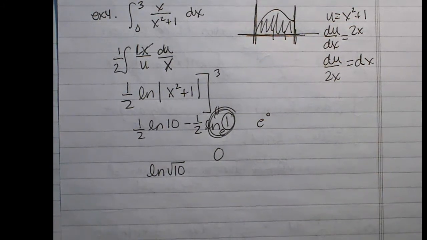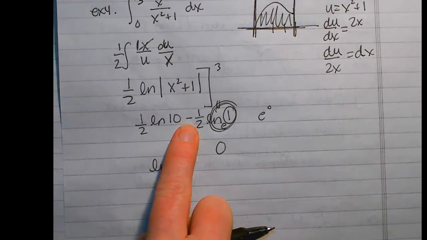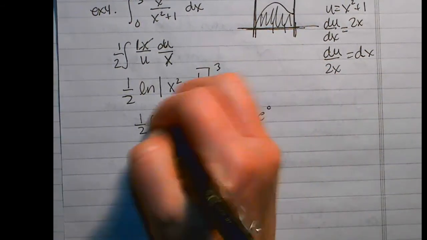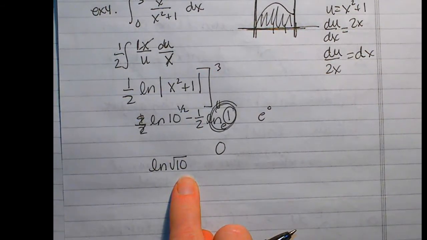So don't forget that the numbers in the front are actually exponents. This would be like 10 to the 1/2. You could also see it written like this. So there are multiple ways to get this answer.